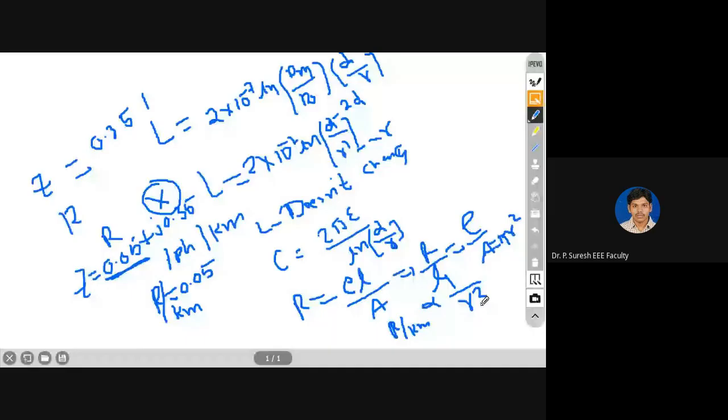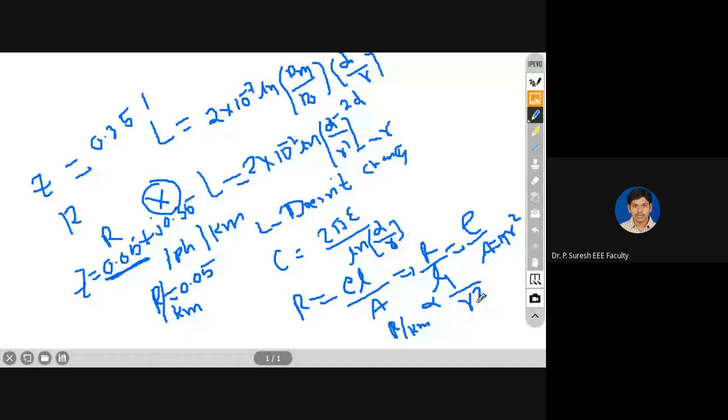So resistance per kilometer is inversely proportional to the cross-sectional area. Now A equal to what? Pi r square, and resistance is inversely proportional to what? Here, inversely proportional to the square of the radius.